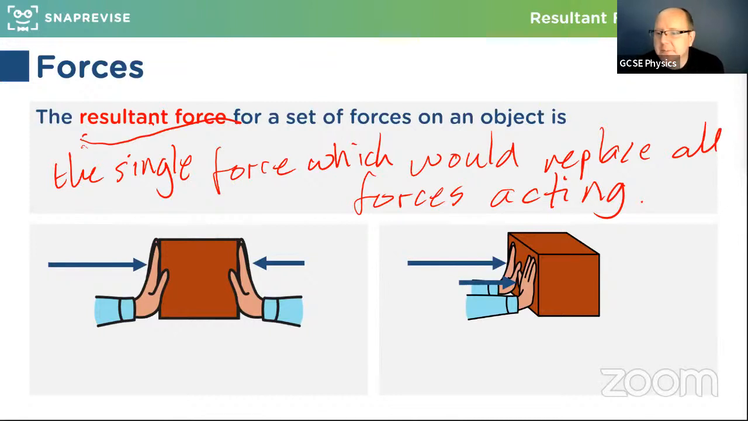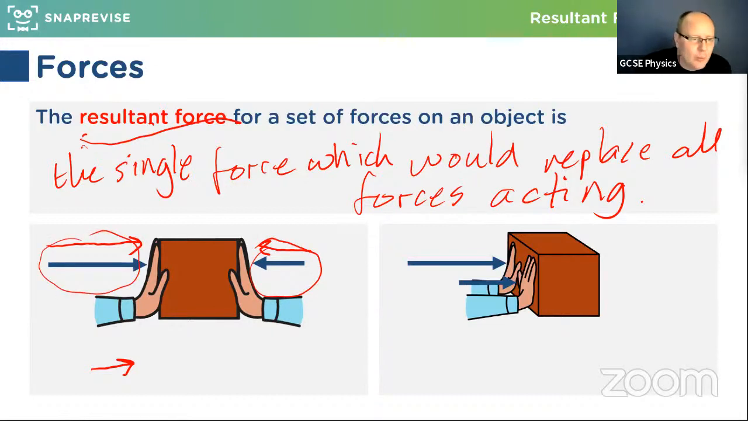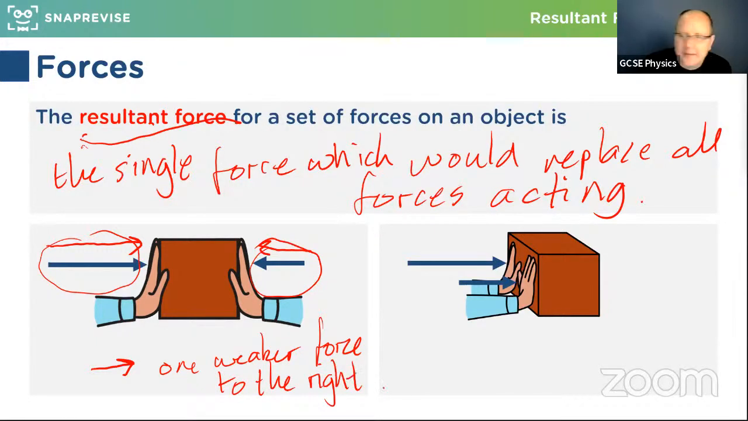So if we look at the two examples we've got here, bottom left there we have a box with a force being applied from left to right, and a force with a smaller magnitude being applied from right to left. So the resultant force here is going to be a weaker force to the right. We just add the lengths of the two vectors together, and as they're in opposite directions, we take the magnitude of the smaller vector away from the magnitude of the bigger vector, and we get one weaker force to the right.